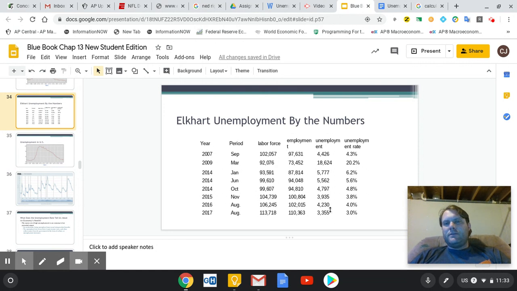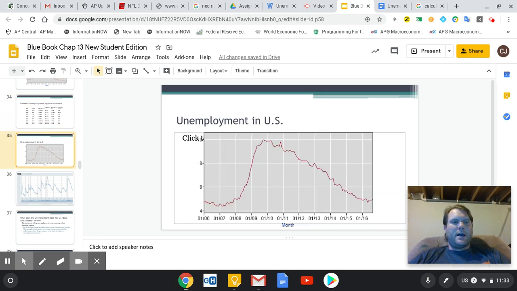Up to 2017, we were at about 3%. That held pretty steady through the course of 2019 through 2020. Just some stats you don't have to memorize. I like pointing this out because of how drastic a situation things were back in 2009.